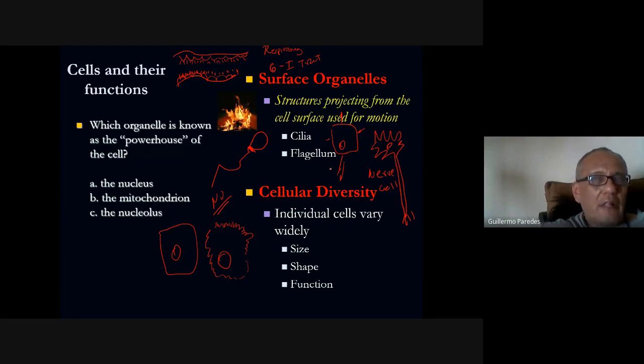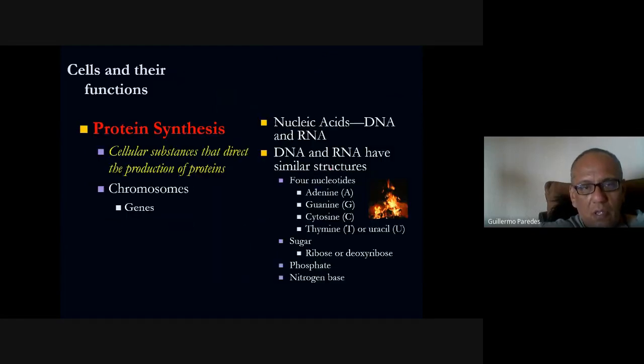The function of the cell depends, of course, on where it is: the liver, the spleen, the lungs, the cells of the nervous system, the muscle, the bones, etc. They are going to have different functions according to the location. Protein synthesis: cellular substances that direct the production of proteins. So, for example, chromosome, protein synthesis. Please be aware of this. Some people get confused with the word synthesis.